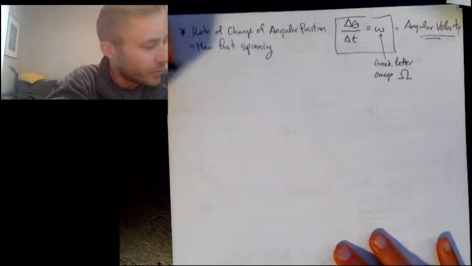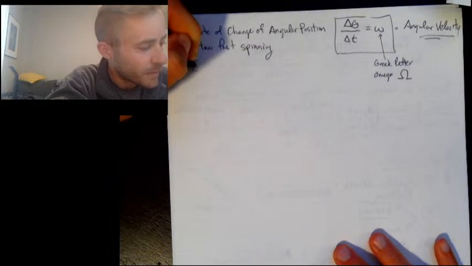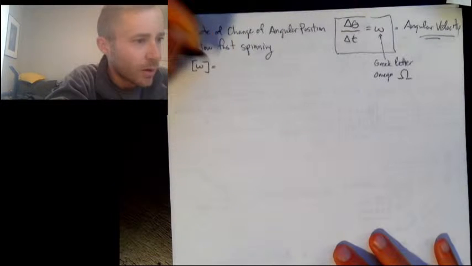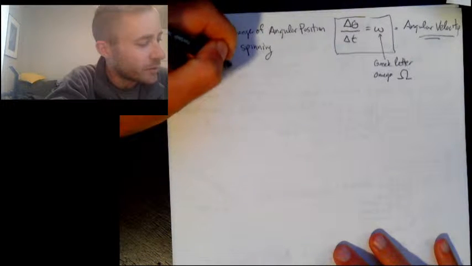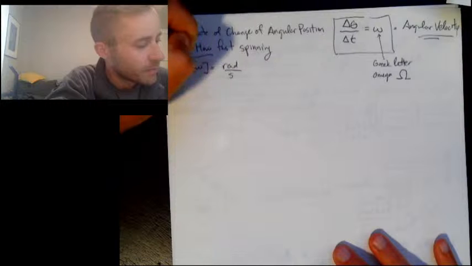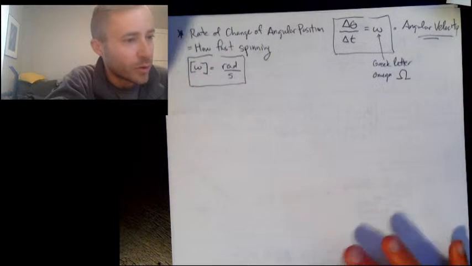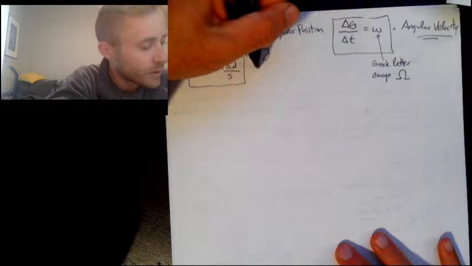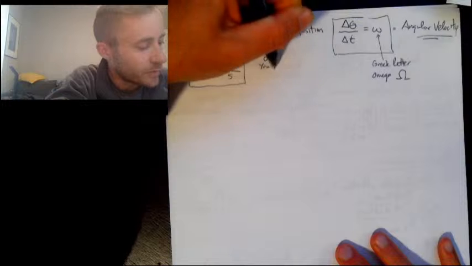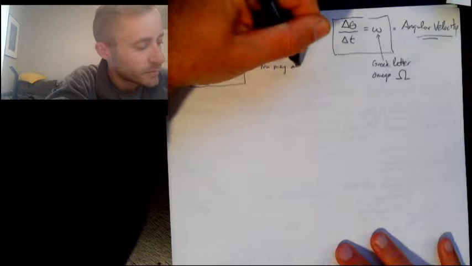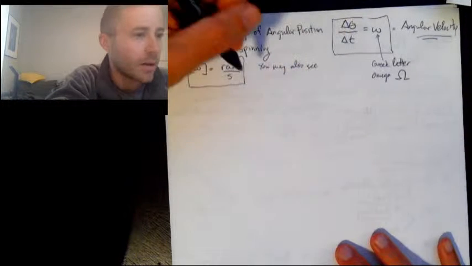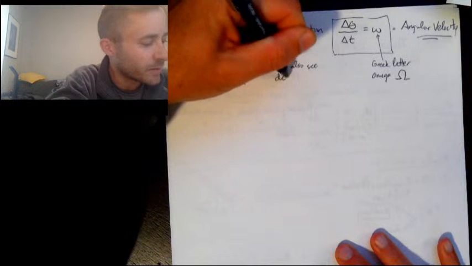So the units of angular velocity are going to be radians per second. You may also see degrees per second.